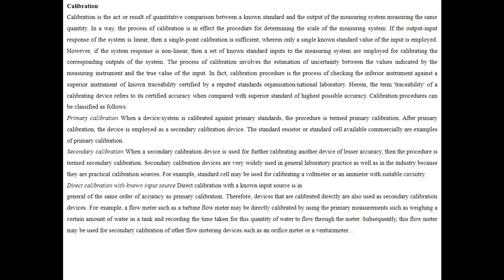Direct calibration with known input source. Direct calibration with a known input source is in general of the same order of accuracy as primary calibration. Therefore, devices that are calibrated directly are also used as secondary calibration devices. For example, a flow meter such as turbine flow meter may be directly calibrated by using the primary measurements such as weighing a certain amount of water in a tank and recording the time taken for this quantity of water to flow through the meter. Subsequently, this flow meter may be used for secondary calibration of other flow metering devices such as an orifice meter or venturi meter.